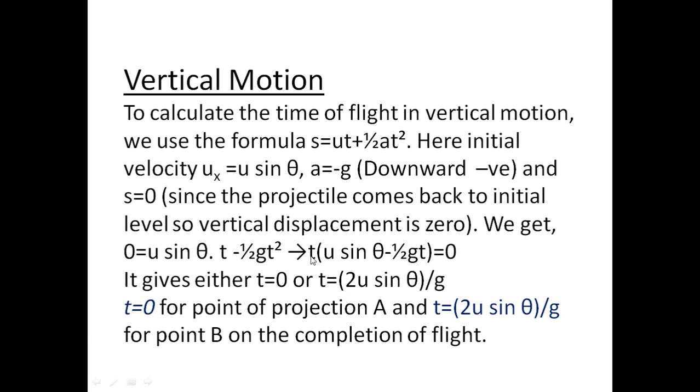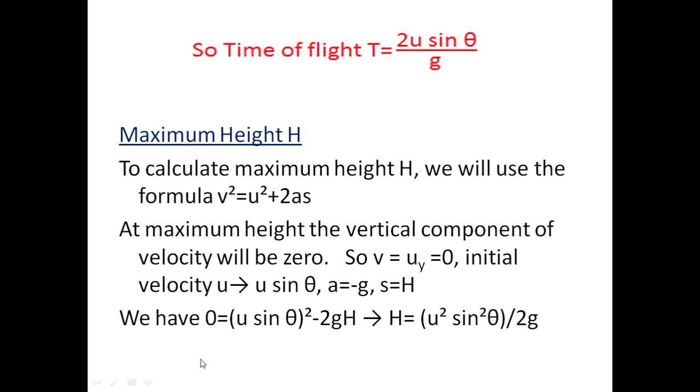Taking t common, we get t into u sin theta minus half gt equal to 0. It gives either t equal to 0 or t equal to 2u sin theta by g. T is 0 for point of projection A and t equal to 2u sin theta by g for point B on the completion of the flight. So time of flight t equal to 2u sin theta by g.